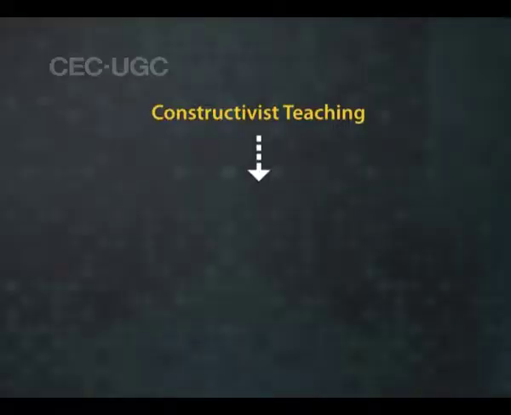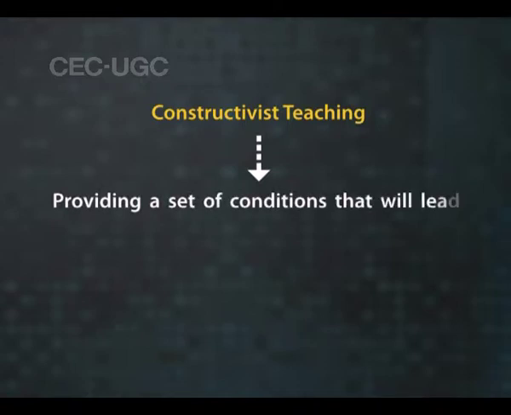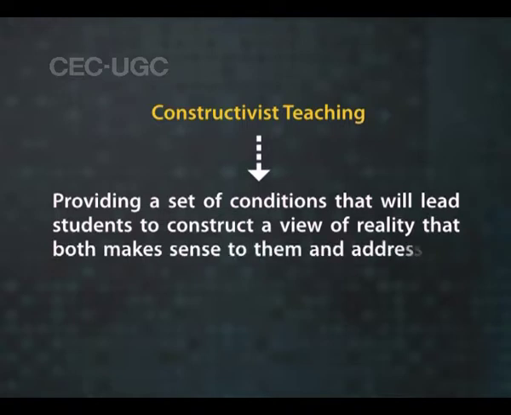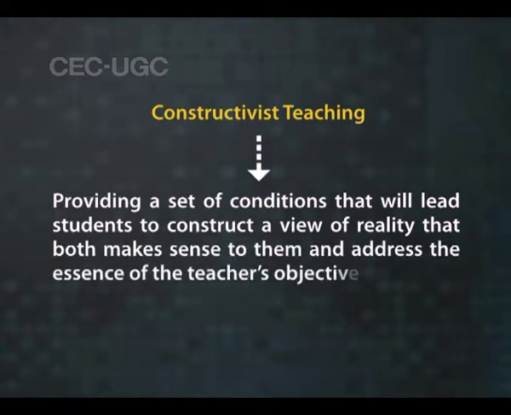The goal of constructivist oriented teaching is to provide a set of conditions that will lead students to construct a view of reality that both makes sense to them and addresses the essence of the teacher's objectives. Here, rather than the demonstrative behavior of the teacher as in the behaviorist approach, the focus is on the development of situations which foster the constructive activities of the learner. That is, the students are active participants of learning rather than passive recipients of information from teachers.